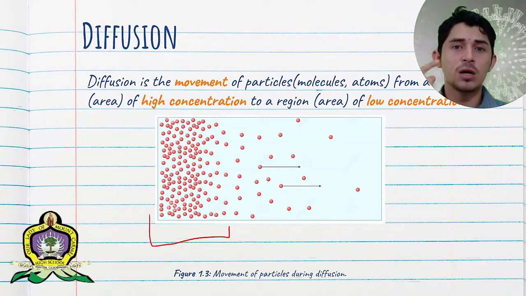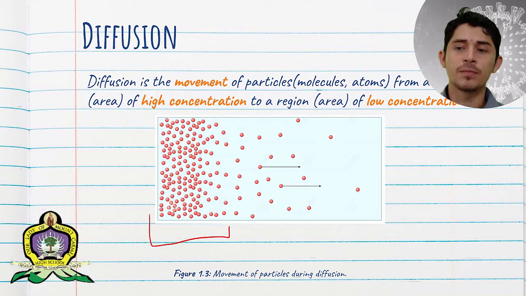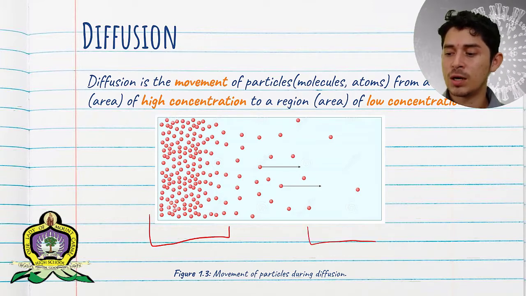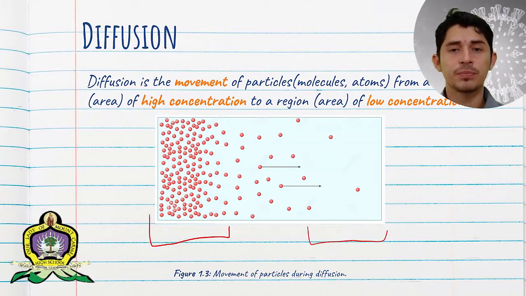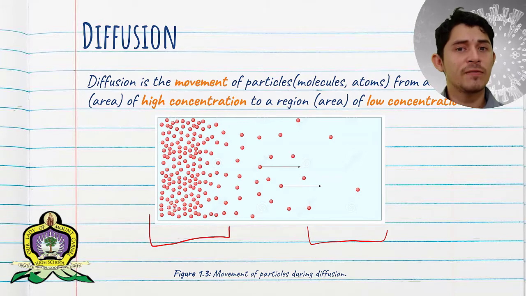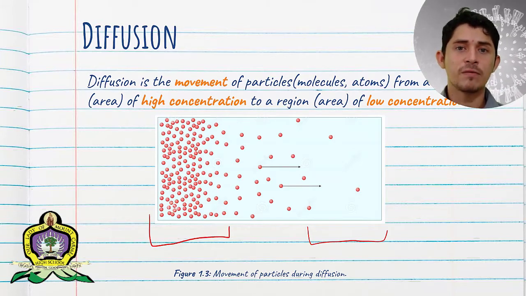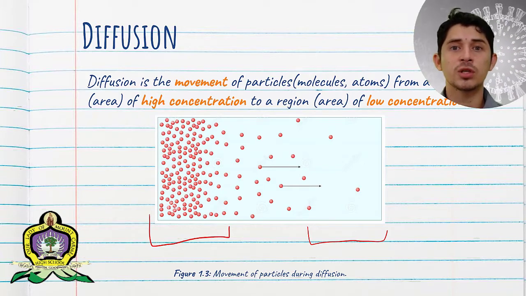And when they knock against each other, they start moving. And they move towards areas where they will have more space for movement. And those areas we call areas of low concentration. Therefore, when we define diffusion, we say that diffusion is the movement of particles from an area of high concentration to an area of low concentration.